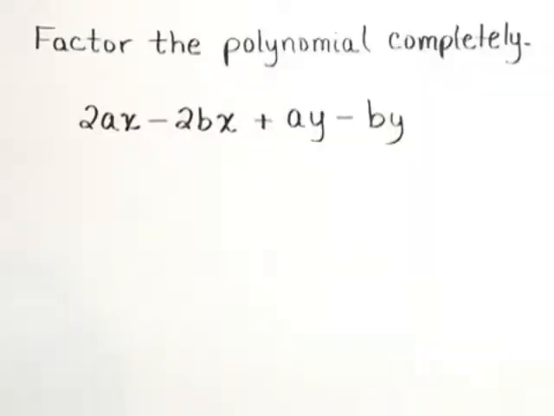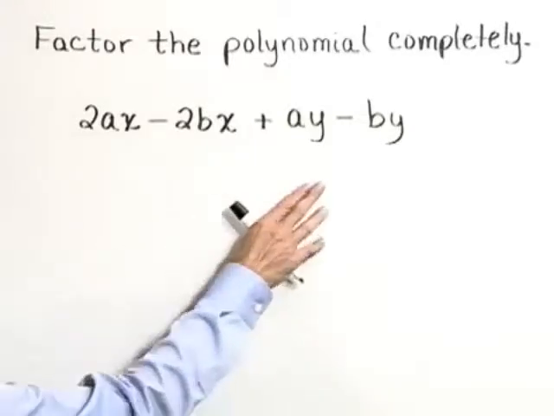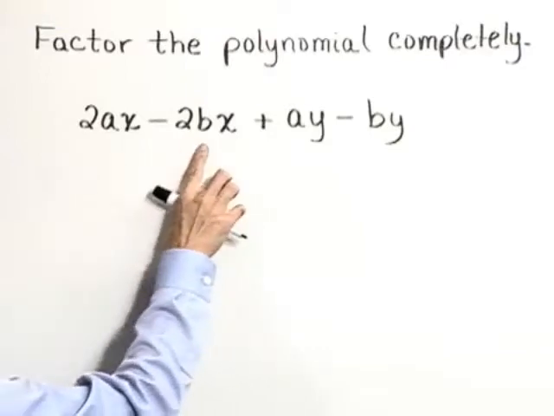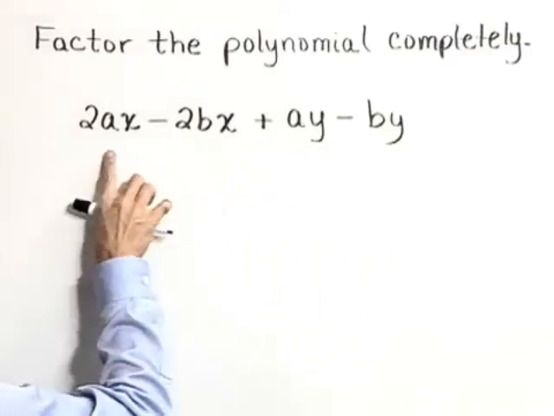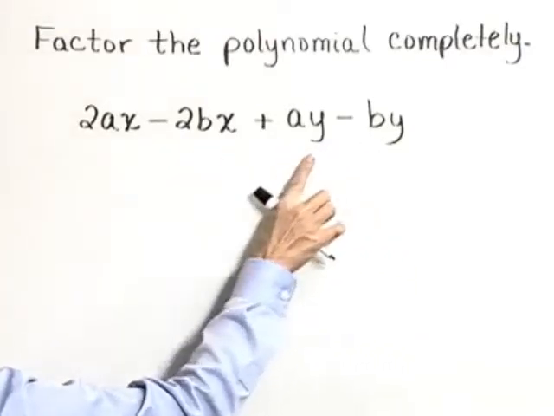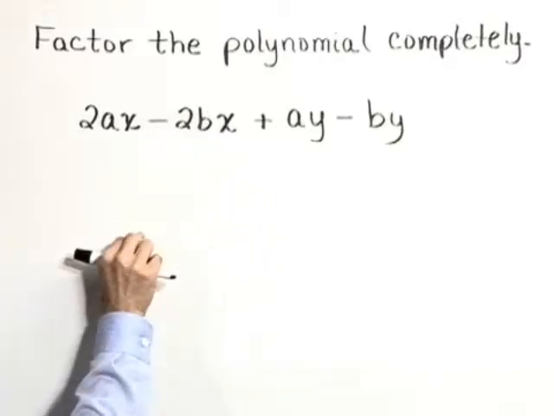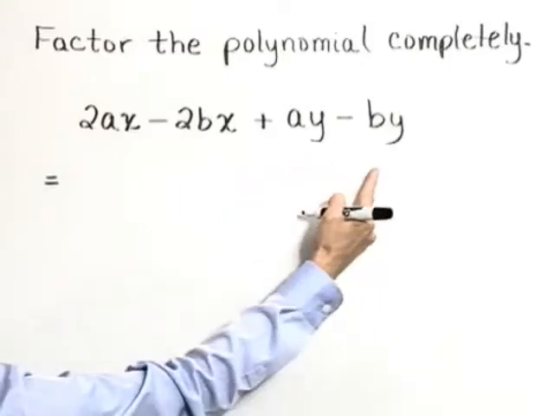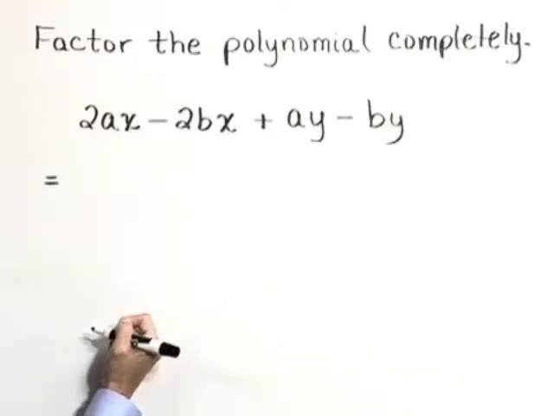Factor the polynomial completely: 2ax minus 2bx plus ay minus by. Now we can first look for a greatest common factor, but as we look at these terms, there is not a single value that's common to all of them. So let's try something else. Because there are 4 terms, I'm going to think factoring by grouping.